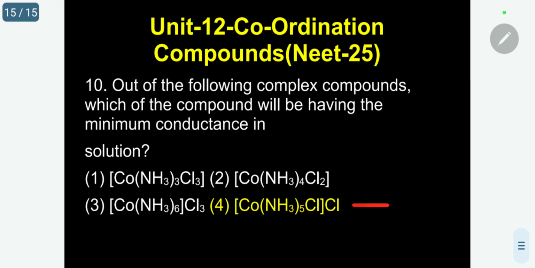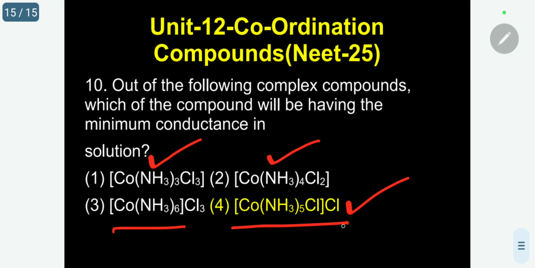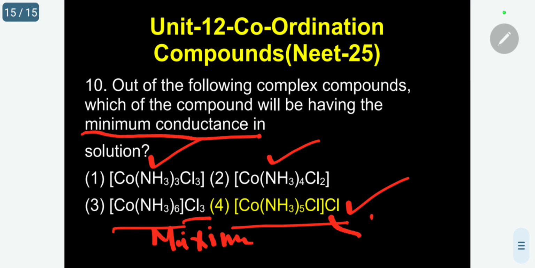Kindly follow. The correct answer is 4. Because in the first one, there is no ligand outside the complex; it is a neutral complex. This is also a neutral complex. So no conductance at all. But when you come to these three, the question is minimum conductance. Here 3 chlorine, so maximum conductance. This is 1 chlorine, minimum conductance. So the correct answer is 4.